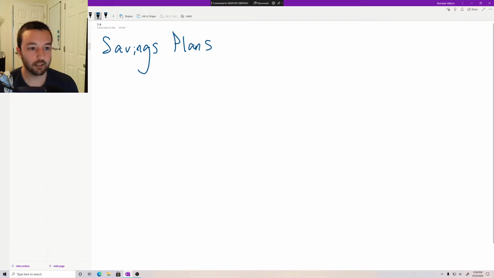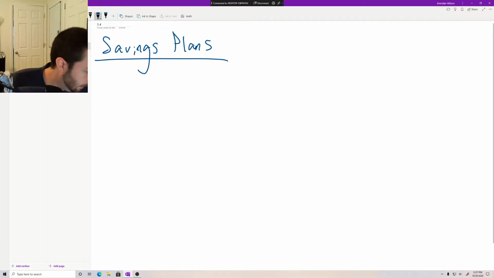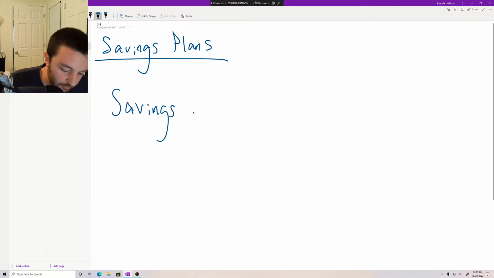So in this one, we'll look at, okay, what if we want to do it with savings? And then the next one, we'll look at, okay, what about if there's a loan? Okay. So let's first look at the savings plan formula.